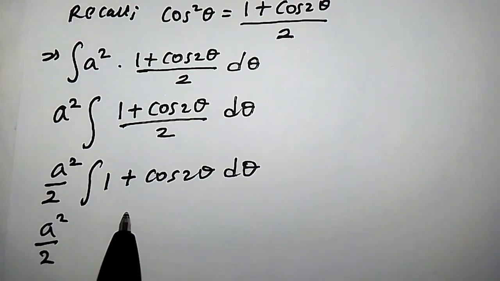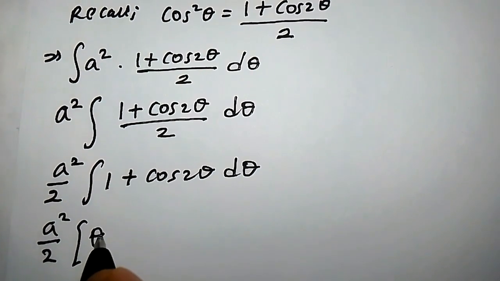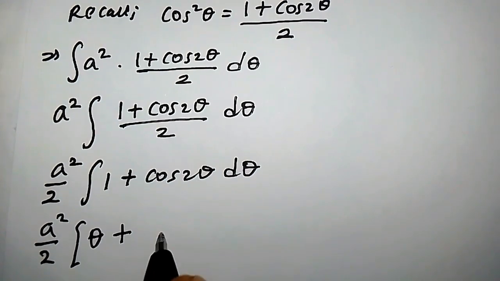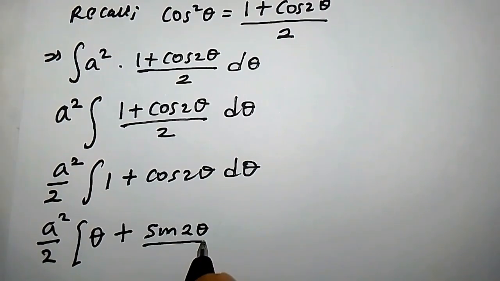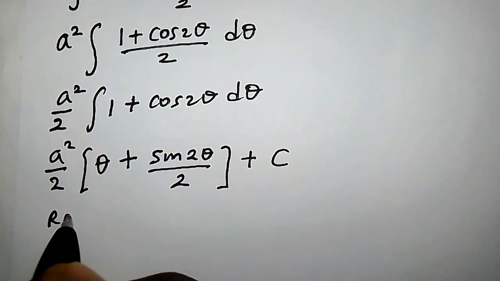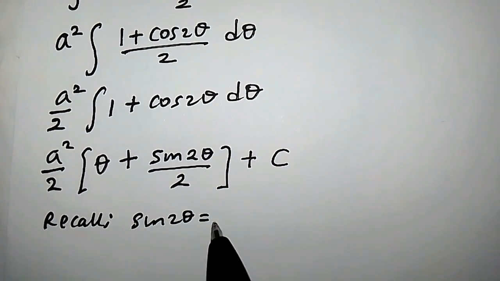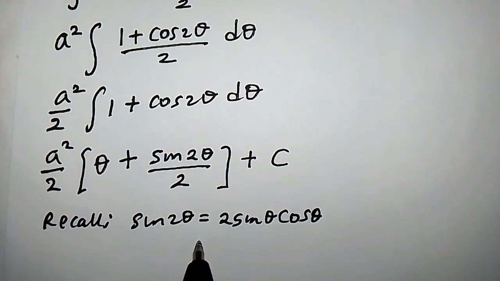Let's proceed further. a squared over 2. Now, we can easily integrate our integrand. Integrating 1 with respect to theta gives theta, plus integrating cos 2 theta with respect to theta, we have sine 2 theta over 2. Close the brackets, plus constant of integration c. Also, recall that sine 2 theta is equal to 2 sine theta cos theta. This is a trig identity.